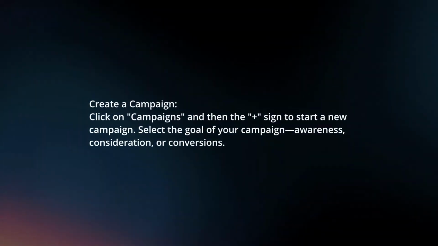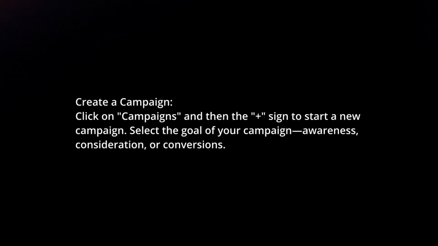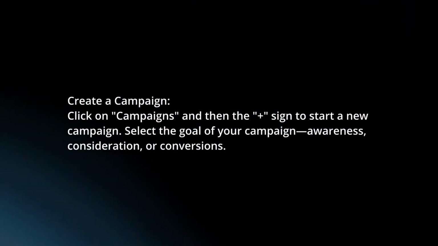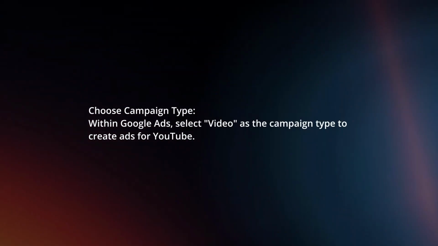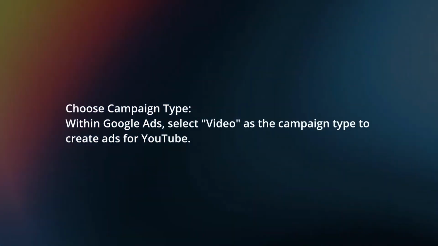Create a campaign. Click on Campaigns and then the plus sign to start a new campaign. Select the goal of your campaign: awareness, consideration or conversions. Choose campaign type. Within Google Ads, select video as the campaign type to create ads for YouTube.